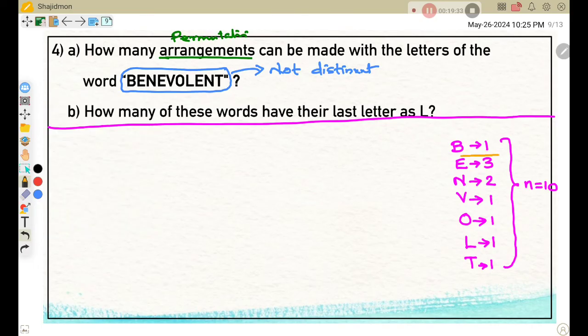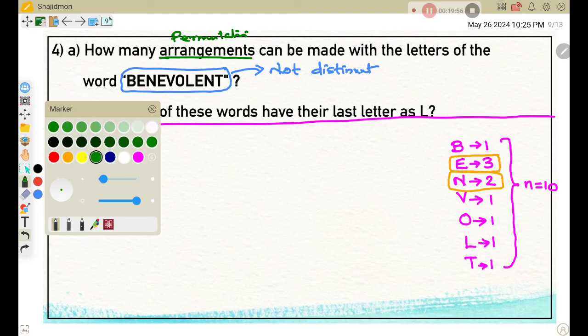If letters are repeating, we say it is not distinct. E repeating 3 times, N repeating 2 times. Okay, so it is not distinct. Distinct means each letter will come only one time. That is what distinct means. Not distinct means some letters will be repeating. So E repeating 3 times, N repeating 2 times.